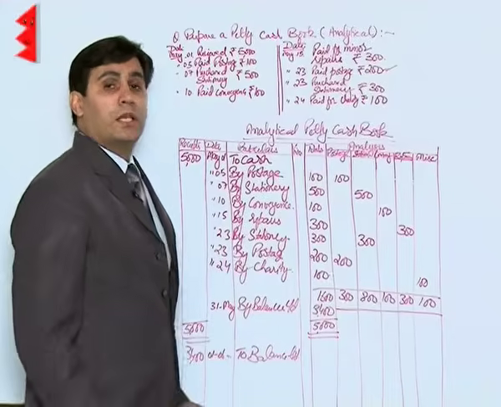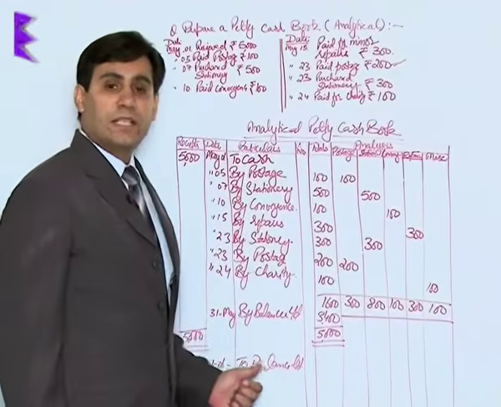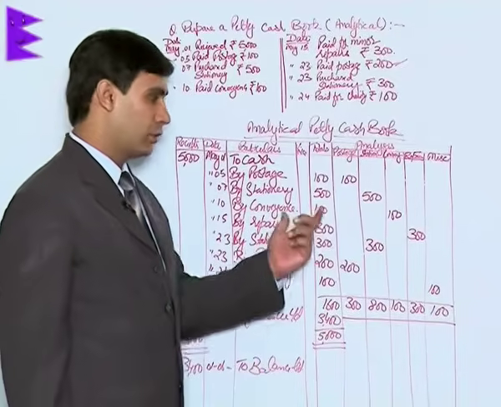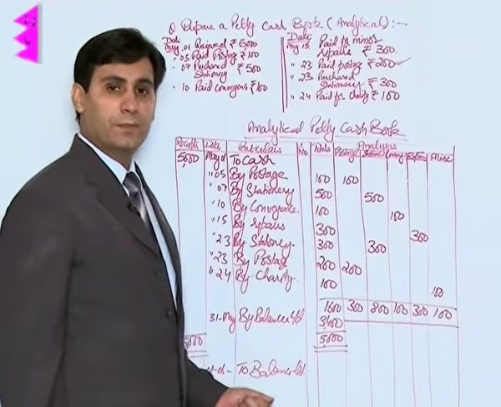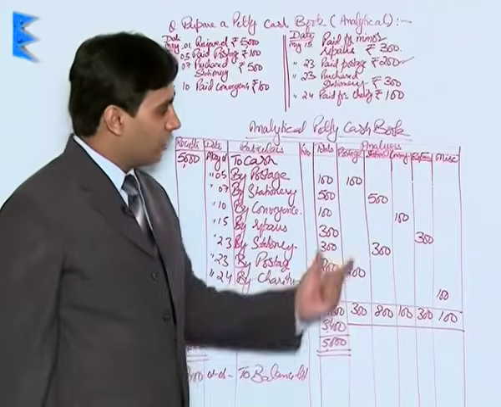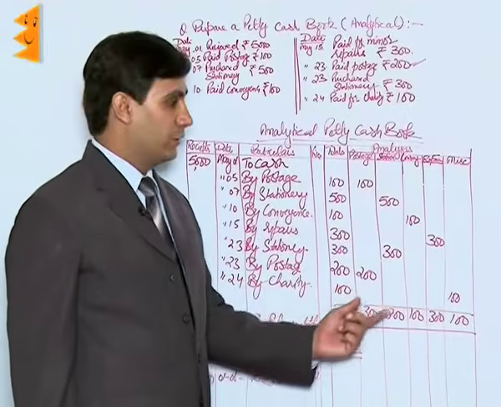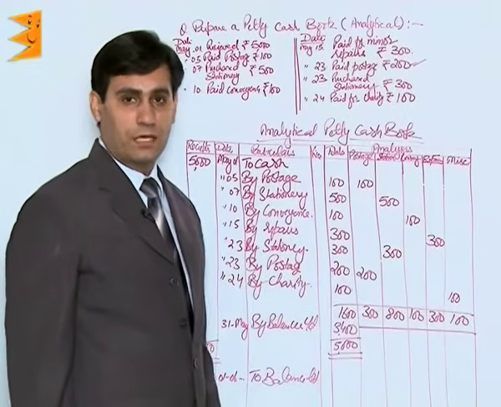So now students, it is very clear that in an analytical petty cash book, the entries are posted in two columns, the totals column, and for analysis purpose, it is put up in the respective columns if the columns are there, and in case the columns are not there, then the entries are posted to miscellaneous expenses account.